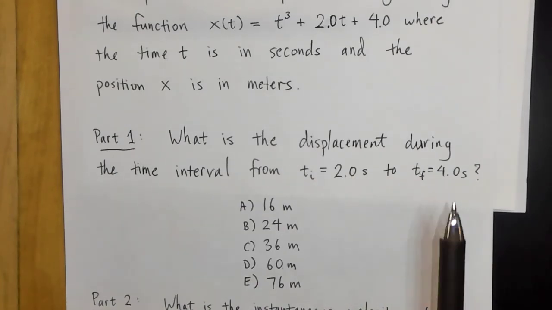So the first part will be, what is the displacement during the time interval from 2 seconds to 4 seconds? And I will open up the polling for this. So put AA, well, if you need to do this again, hold down your power for 2 seconds, press AA, and then go ahead.